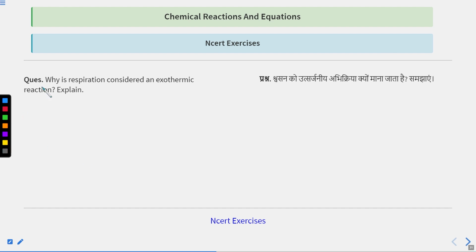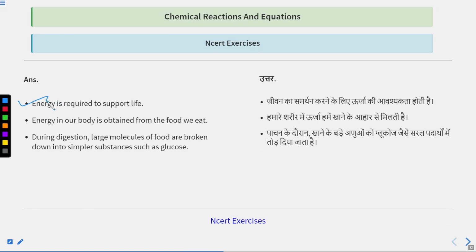why is respiration considered an exothermic reaction? Exothermic means exit of heat. Explain. Because you know very well, during respiration, energy is required to support life, and energy in our body is obtained from the food that we eat. In food, you know, glucose is present. So during digestion, what happens?